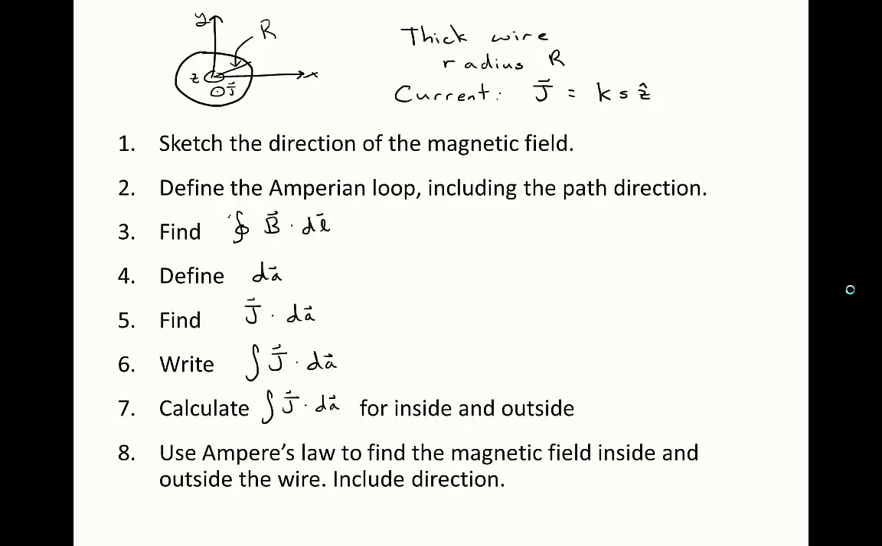Okay, then you need to find what the path integral is. You'll need to define dA. Again, make sure you're defining that consistent with your path direction. Then find j dot dA, set up the integral, including the bounds of that integral. Calculate that integral for both inside and outside the wire. And then go ahead and put that all together with Ampere's law to find the magnetic field inside and outside the wire. Now remember, on number 3, you do not actually have to do the integral.